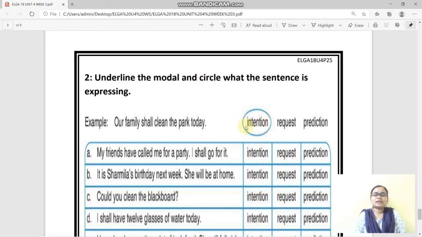So you are supposed to circle. After circling, underline the modal. So now this you should do. Our family shall clean the park. So in this sentence, identify the modal and underline it, children. Similarly, complete all the sentences. Read the sentence, underline the modal, and think about what it is expressing among these three, whether it is expressing intention, request or prediction, and circle.